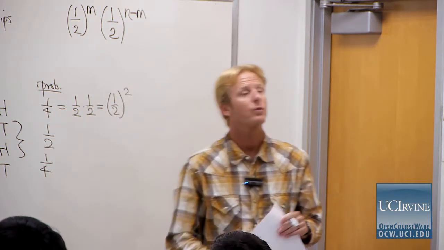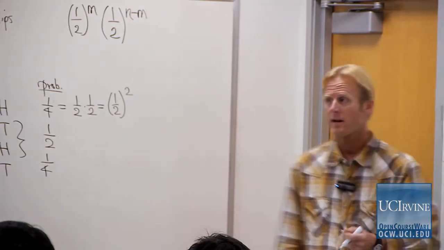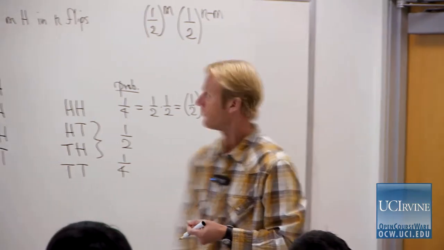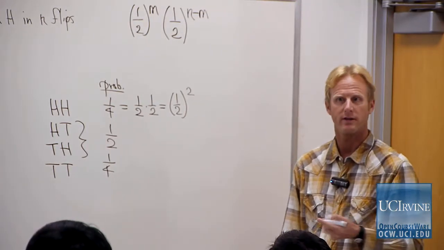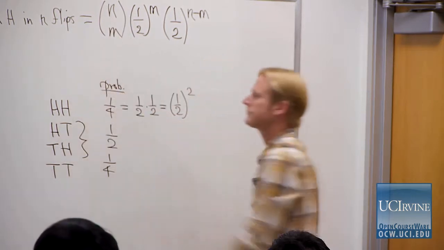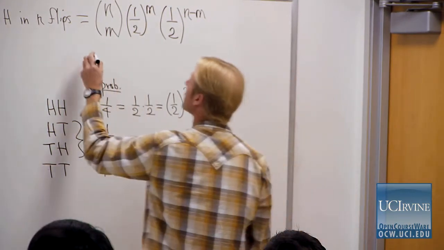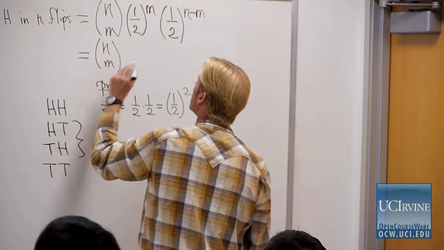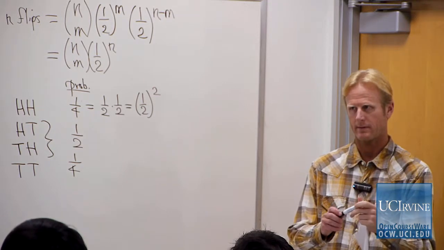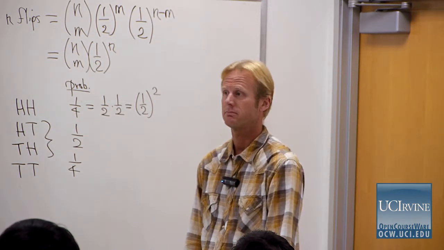Got it? Now there's one other thing we have to do: multiply by the number of ways of dividing up the flips into two lists, one containing exactly m heads. And what's that number? That's the binomial coefficient, n over m. And you can see that here the m's cancel in the exponents. So this turns out to be n over m times 1/2 to the power n. Got it? All right.